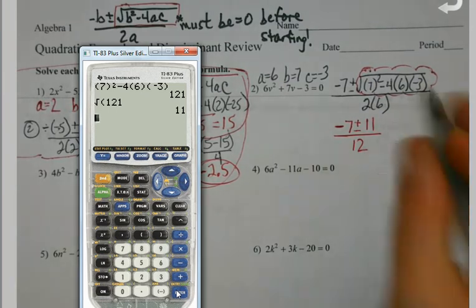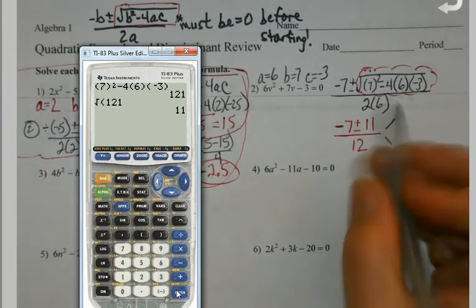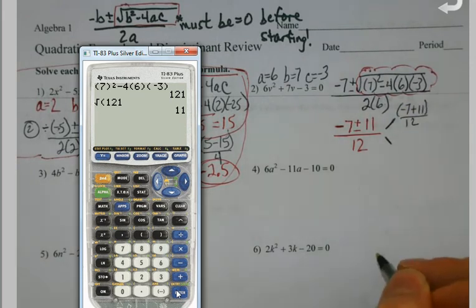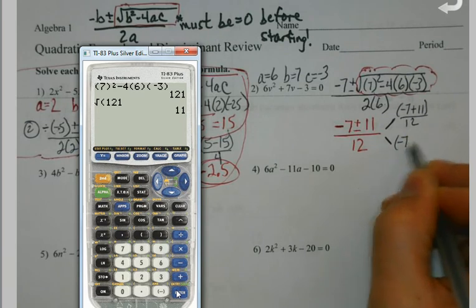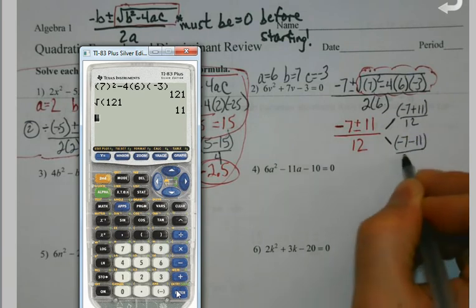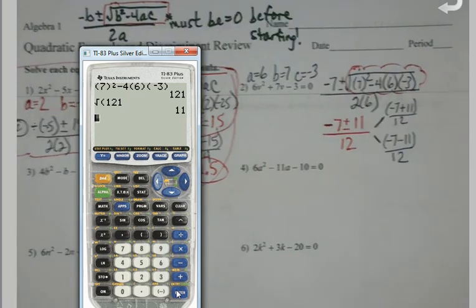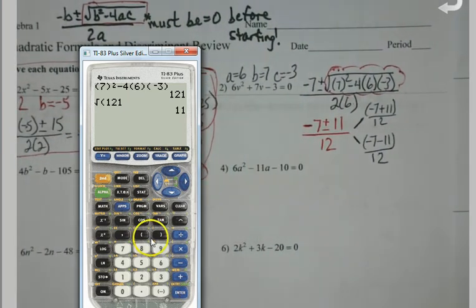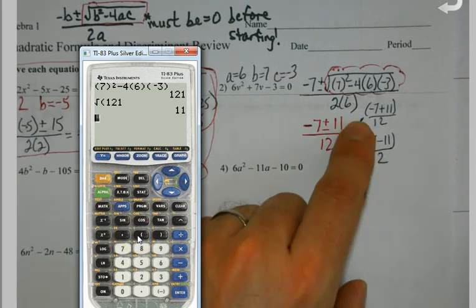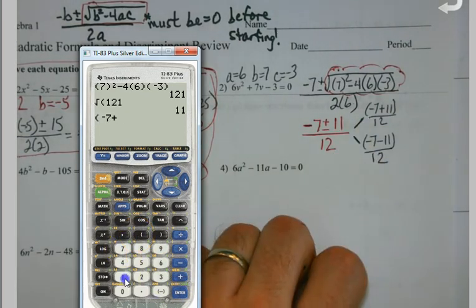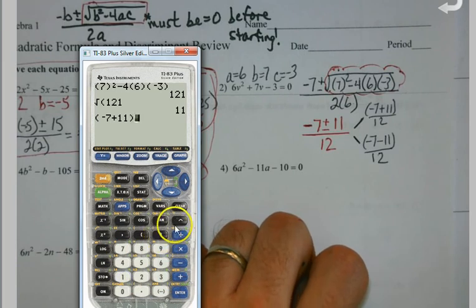And then I'll just split it. Negative 7 plus 11 divided by 12. And negative 7 minus 11 divided by 12. And again, you can let the calculator help you out on these. There's no shame in that. So negative 7 plus 11. Again, make sure the parentheses are there, though, or we're going to start getting funky answers.